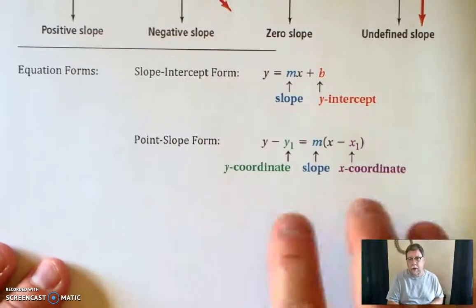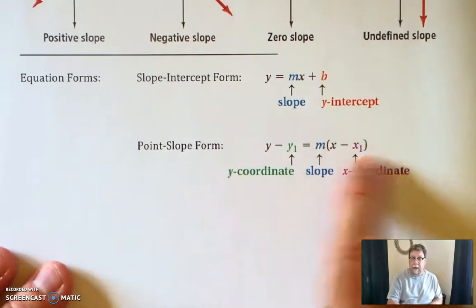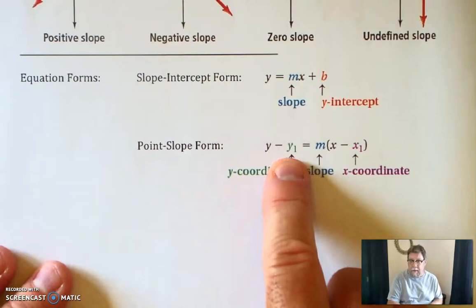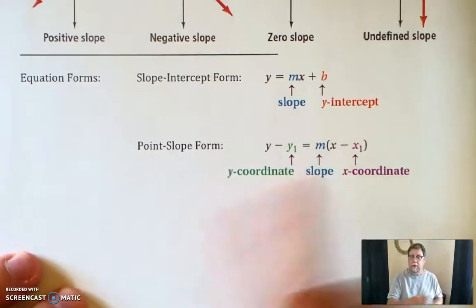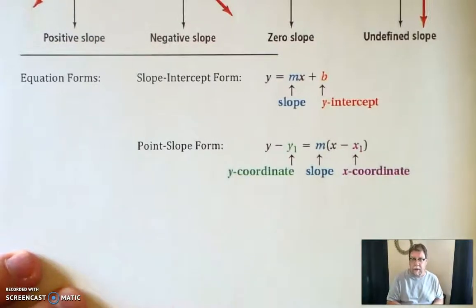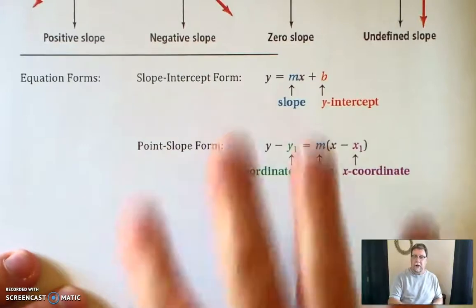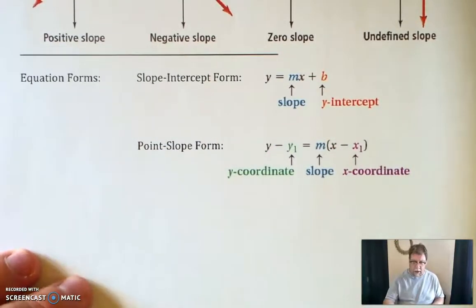And then there's point-slope form. If you're given a point and the slope, use this form, y minus y1, which would be the y-coordinate of the point, equals m, the slope again, times x minus x1, which would be the x-coordinate of the point you're given. There's also an equation called standard form, but we're not going to look at that in this particular course.